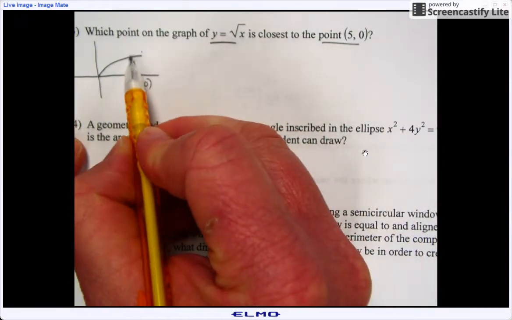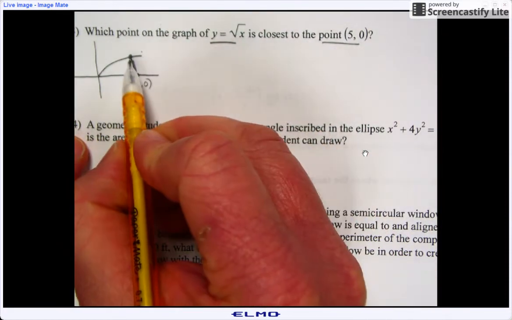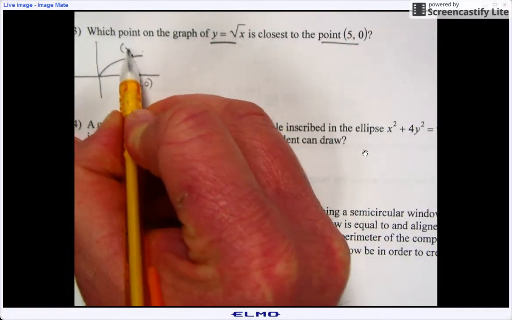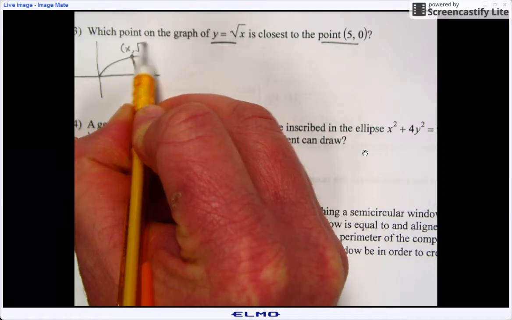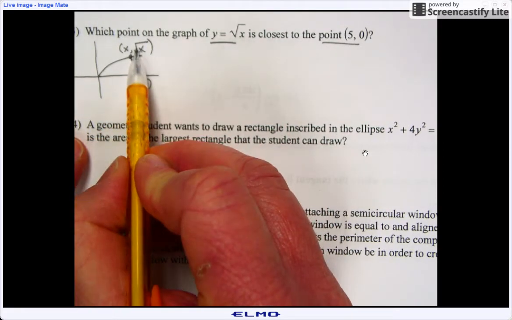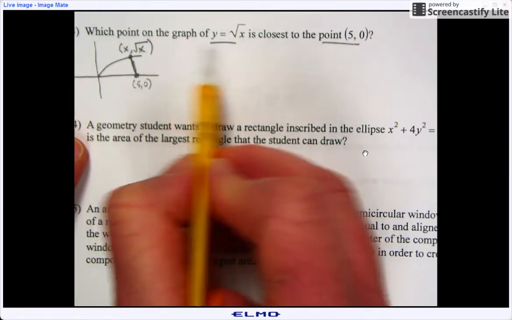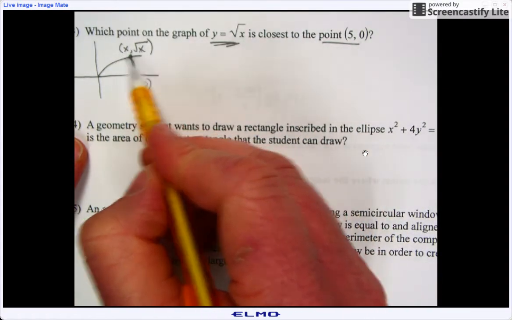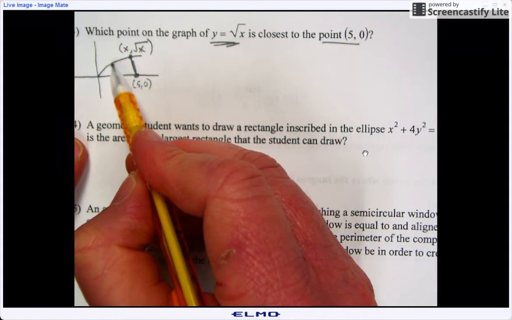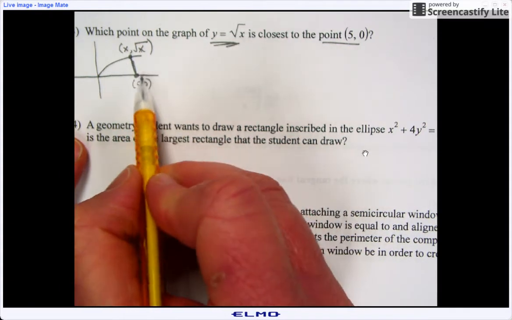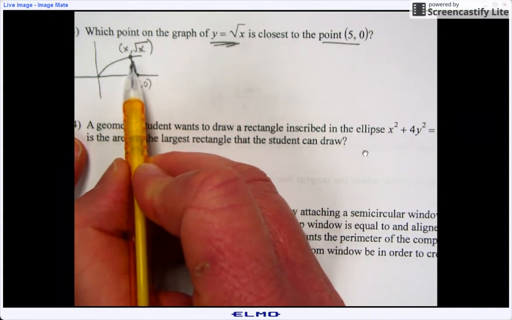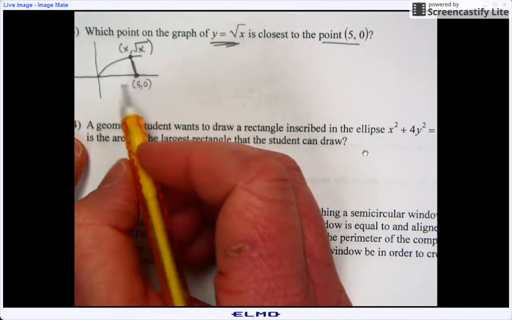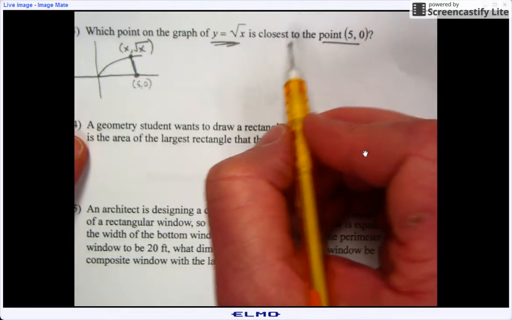So the key here is writing this point, because the distance formula uses 2 points, writing this point as an actual point. So x and then y. This is a nice, easy function. So this is our generic point, x, y, and this is our actual point. So we know our answer is going to be somewhere in here. If you draw it by hand, you know it's going to be somewhere in there, but it's not going to be something that you can just look at and find.